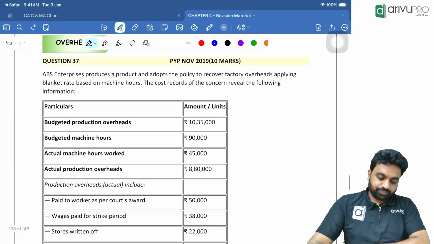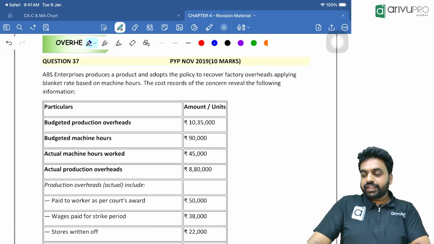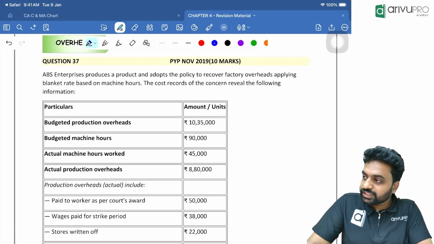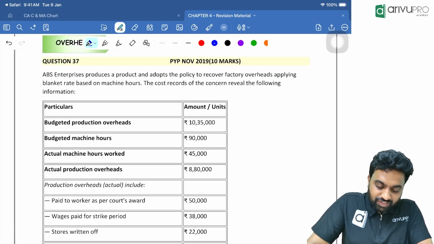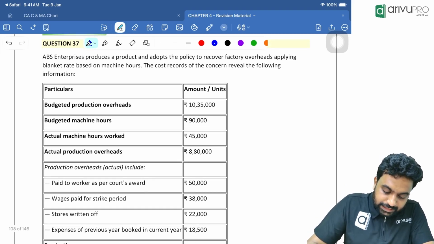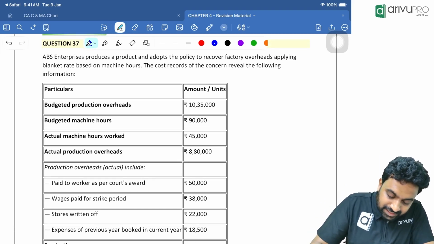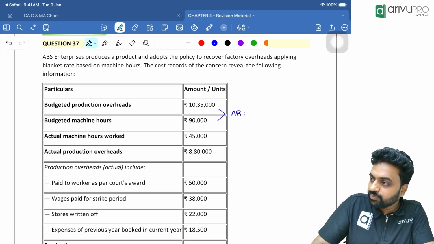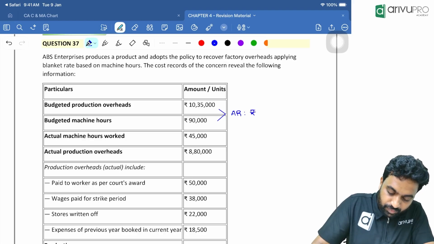Look at this. PYP November 2019, for 10 marks they asked this. ABS Enterprises produces a product and adopts the policy to recover factory overhead applying the blanket rate based on machine hours. The cost records of the concern reveal the following. Budgeted production overhead is 10,35,000. Budgeted machine hours is 90,000. So your absorption rate will be computed on budgeted data. Correct? How much would it be per hour?